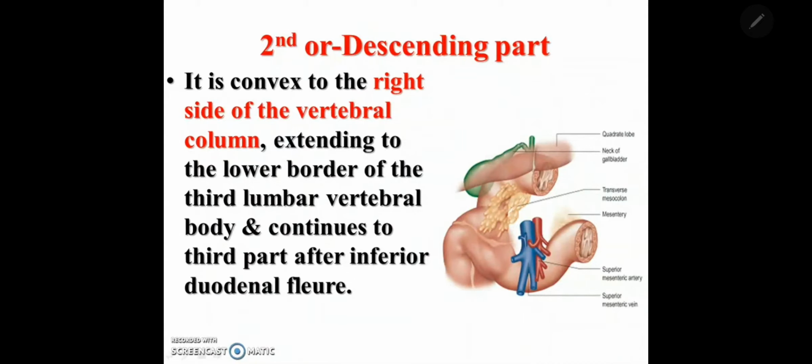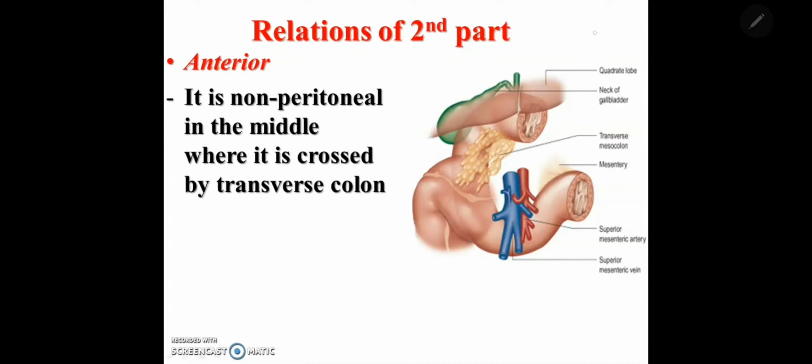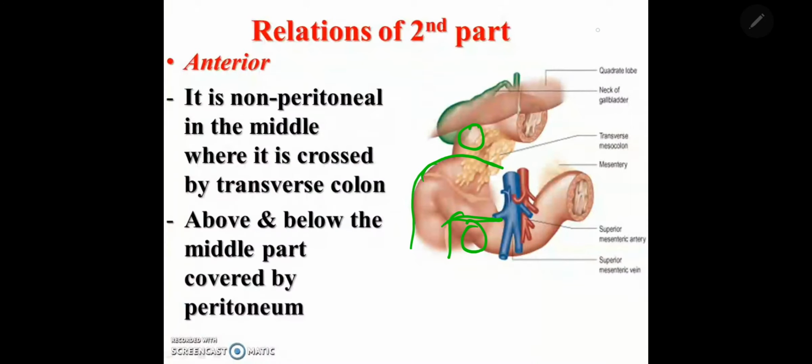It lies on the side of the vertebral column, in the paravertebral gutter. So it lies on a more posterior plane compared to the remainder of the duodenum. Coming to the relations, as I already told you, it is non-peritoneal in the middle because it is crossed by the transverse colon. Above and below it is covered by the peritoneum.